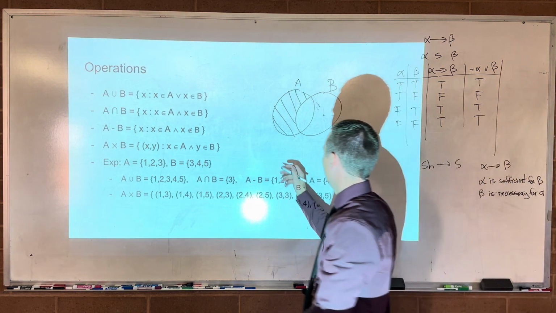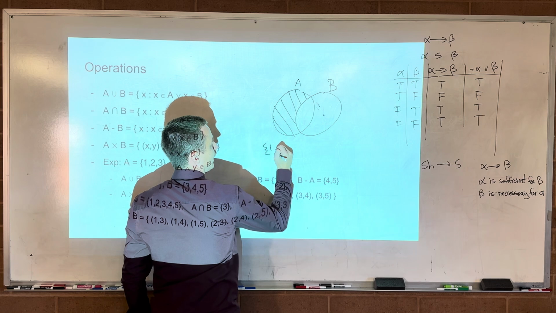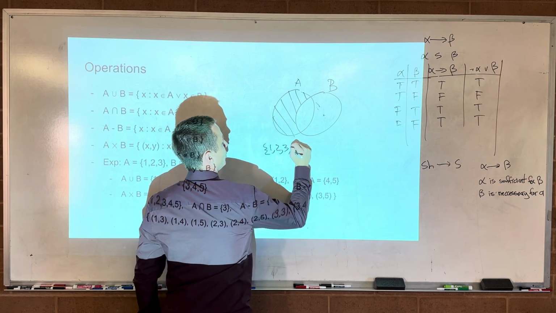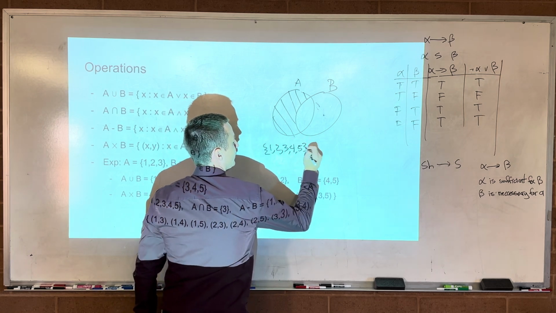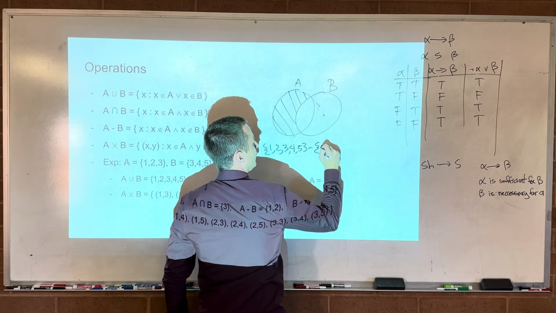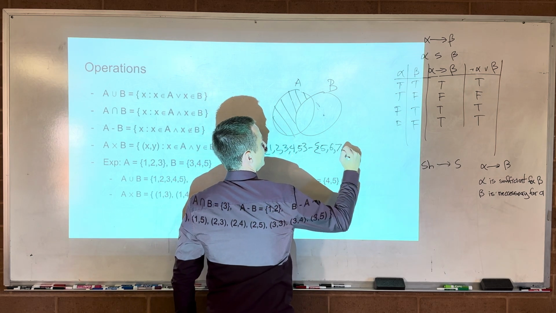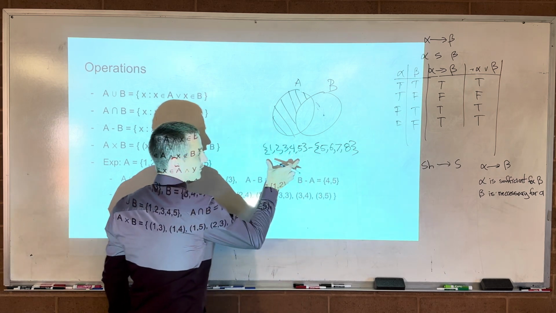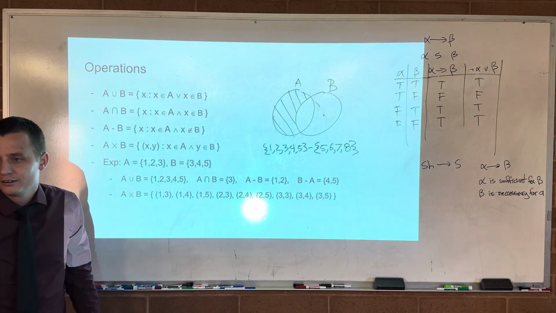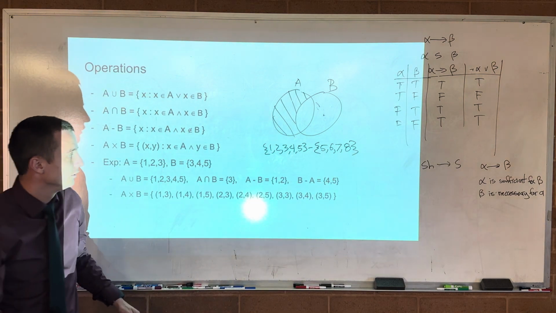All right, more concrete. A is the set 1, 2, 3, 4, 5. Now I tell you to subtract 5, 6, 7, and 8. Take this set, now remove all those elements. What are you left with? 1, 2, 4. The set 1, 2, 3, 4.